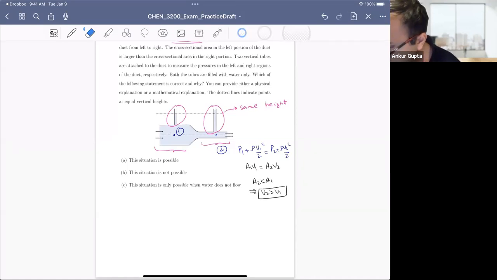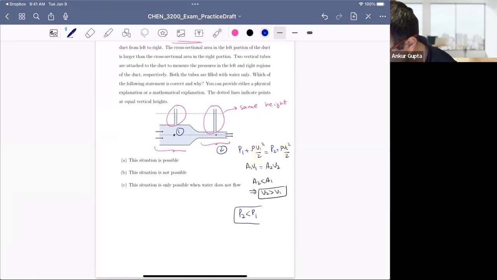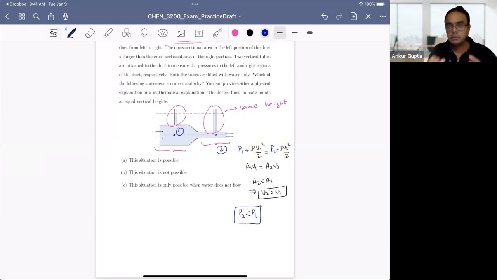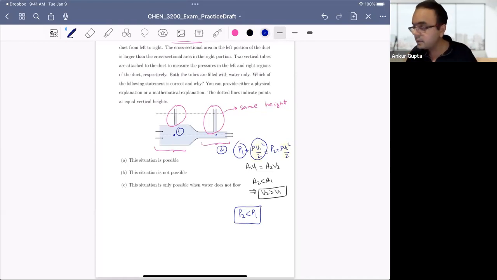And so this number here is greater than this number. Because the sum has to be constant, that means P2 is less than P1. Just to clarify, this is a sum of pressure energy plus kinetic energy. We have done similar problems in class as well. The velocity is higher in the second portion because it's converging, it's a flowing system. So the pressure energy has to be less. In simple words, that's the case.